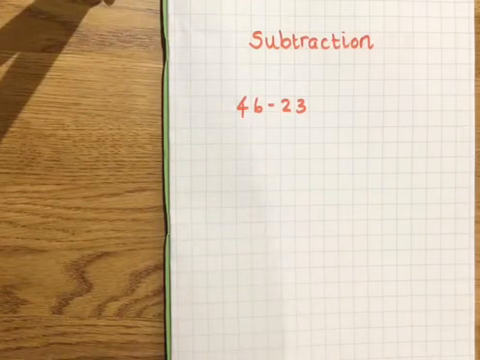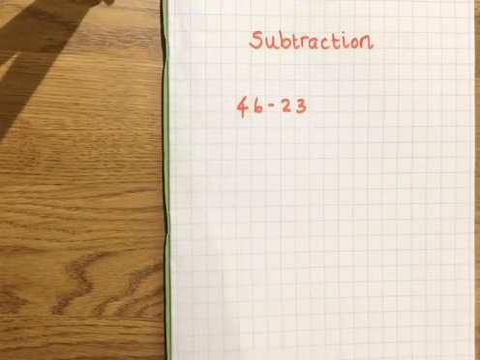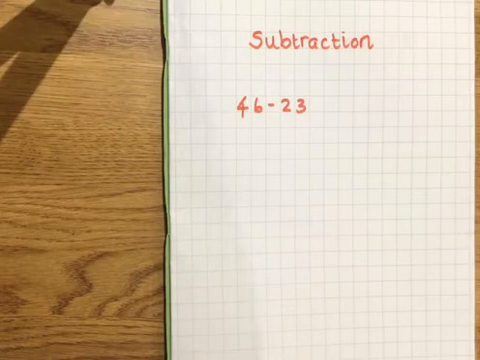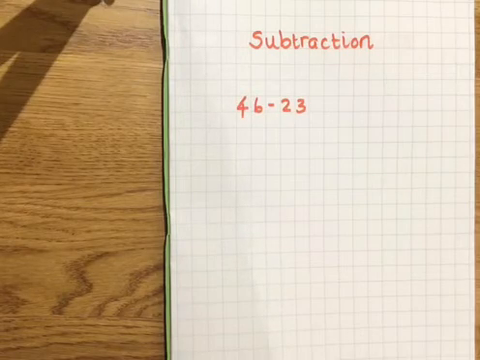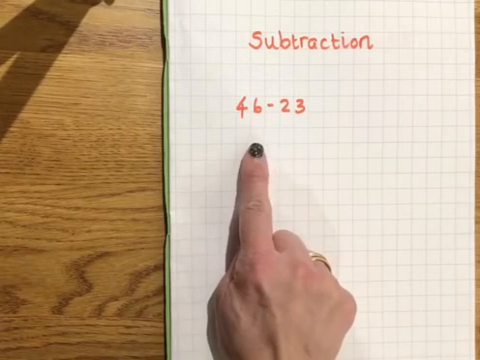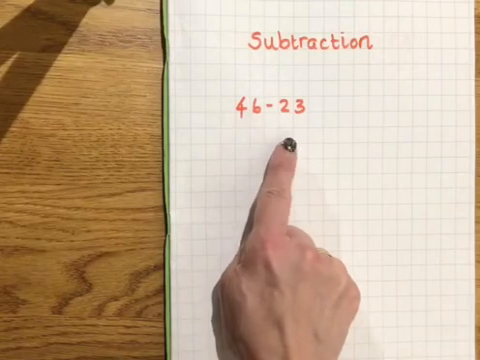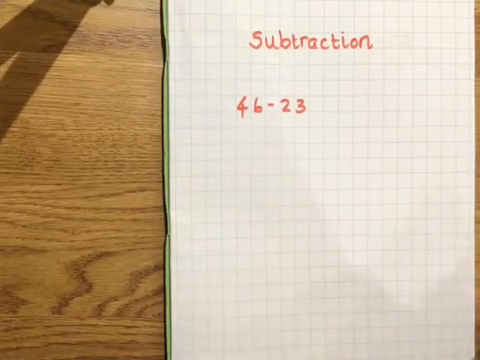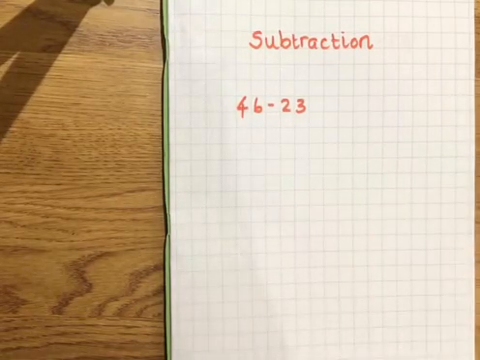Hello children, in our lesson today we are going to be revising subtraction. Now this is something that we've looked at in school, so we're just going to go over some of the methods that we've used. So the first method we're going to use is the pictorial method. So here I have 46 subtract 23 and I can work out the answer to that by drawing a picture.